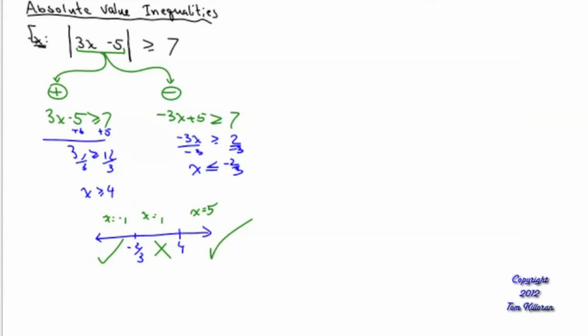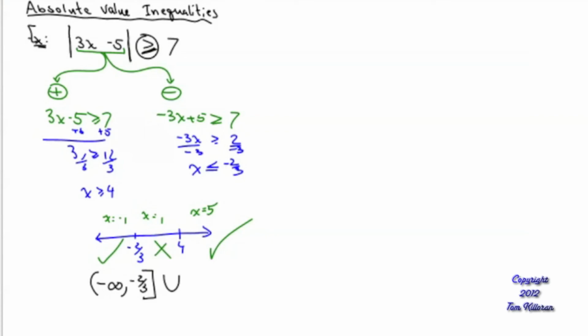How do I write that in interval notation? It's going to start off with a parenthesis, negative infinity, comma, negative 2/3, it stops at negative 2/3, bracket. Why bracket? Because it's an open circle. No, I mean, closed circle, because it is greater than or equal to. The equal to gives you the bracket.